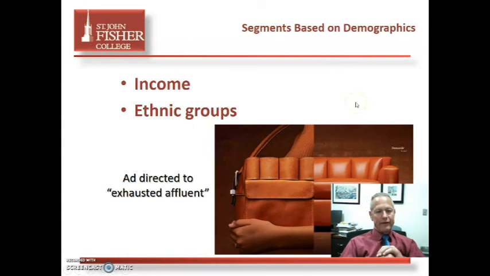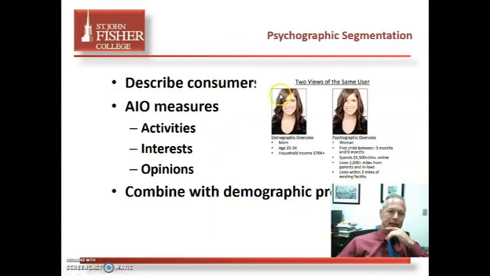Another demographic way of segmenting would be income and ethnic groups. Income is a demographic segment, obviously based on how much people purchase. Many products are segmented by income. If you look at cars, Lexus is segmented by income. Rolex watches and many of your luxury items are segmented by income. Ethnic groups are also another segmentation, such as Hispanic, African American, Asian, those types of things. Those are all bases of demographic segmentation.